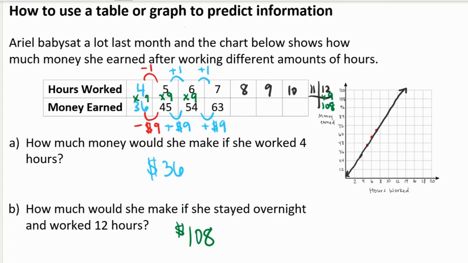Okay, so for 4 hours, I'm looking at 4 down here. And I'm going to go straight up from there. And it looks like we're at exactly 36, so that actually worked out. So I can see that after 4 hours, she made $36.